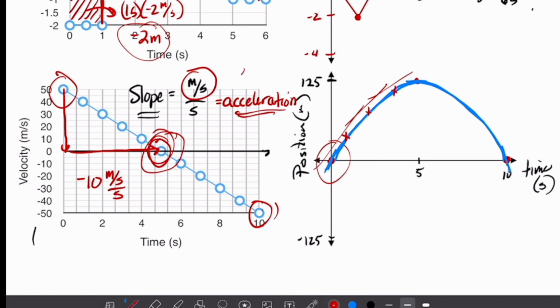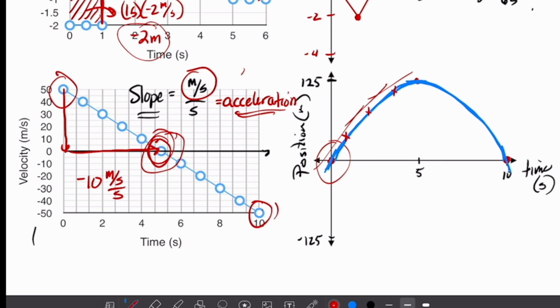Speeding up and slowing down requires that you know the acceleration and the velocity. You need both. One will not do. A negative acceleration does not mean automatically that you're slowing down.